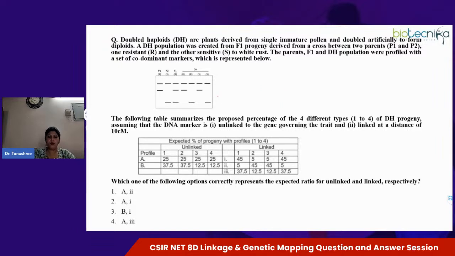So you have to analyze both. You have to analyze this gel profile, and also you have to see the table, and then you have to answer this question. Yes, what do you think is the correct answer over here?